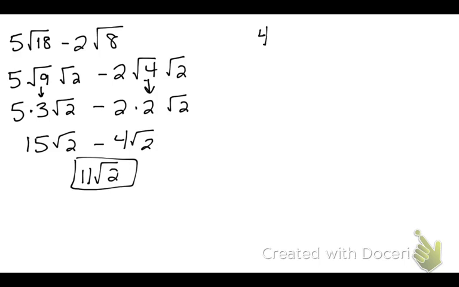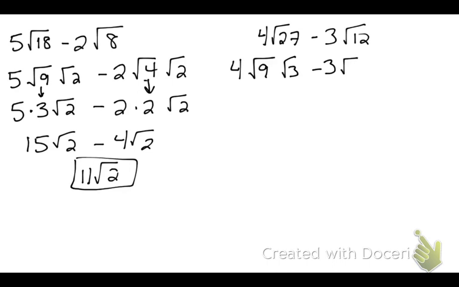4 root 27 minus 3 root 12. Go ahead and hit pause and see how you do. Let's go through it to see if you did it correctly. We know that the square root of 27 is the same as the square root of 9 times the square root of 3. And the square root of 12 is the same as the square root of 4 times the square root of 3. The square root of 9 is 3.